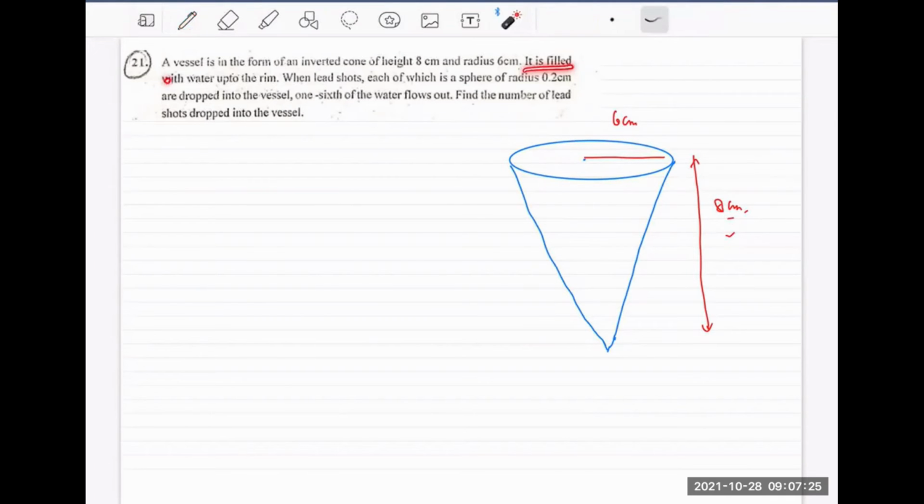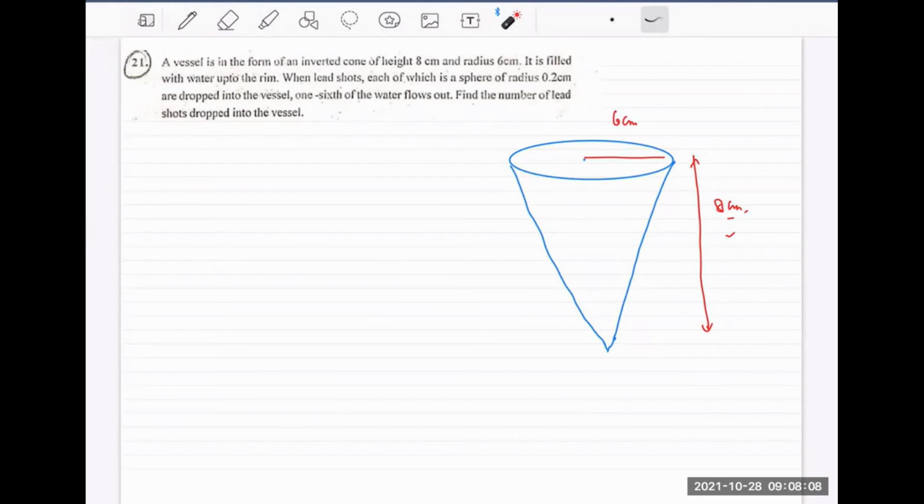Now it is filled with water up to the rim. So water is filled up to the top. Okay, everything is water. When lead shots, each of which is a sphere of radius 0.2 centimeter are dropped into the vessel, 1/6 of the water flows out. So here is some water. We drop small balls. Okay, small balls, lead shots, which have a radius how much? 0.2 centimeter. We drop so many balls inside until how much water flows out? 1/6 of the water flows out.